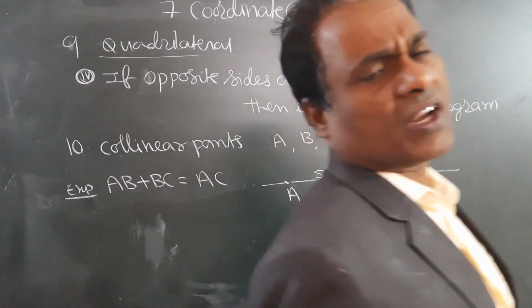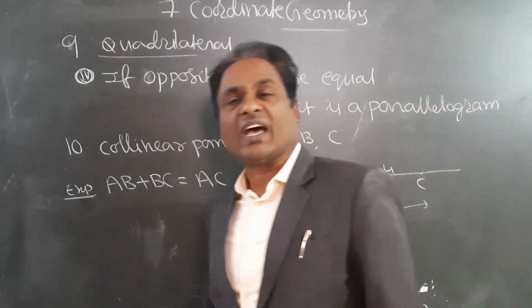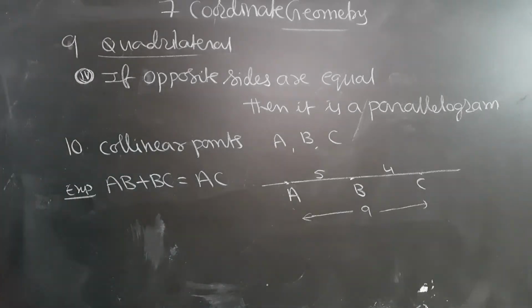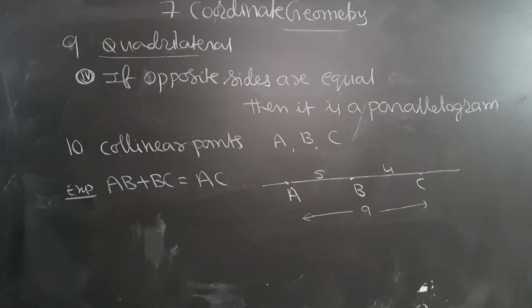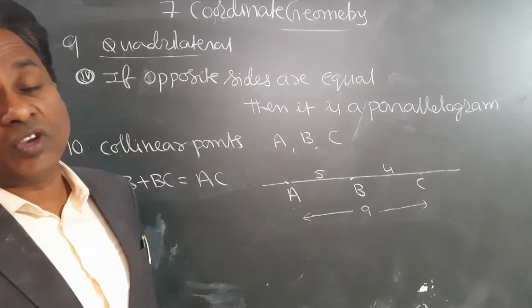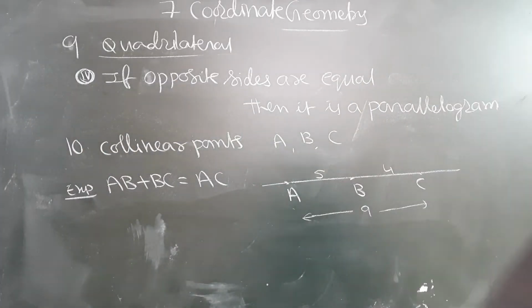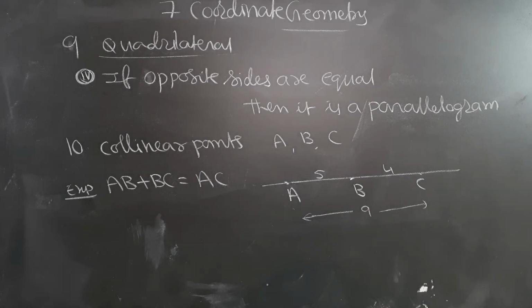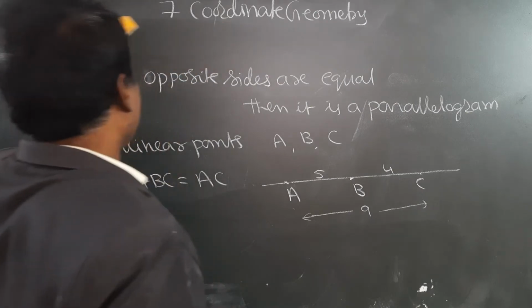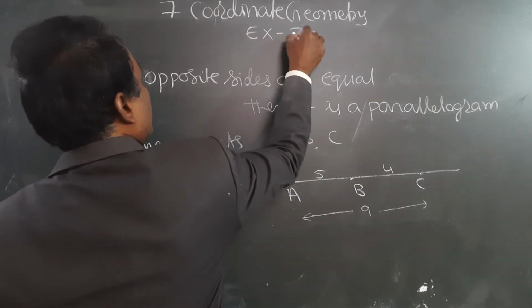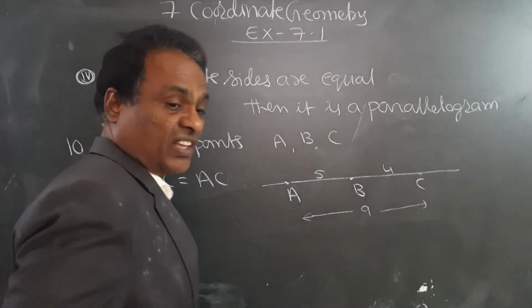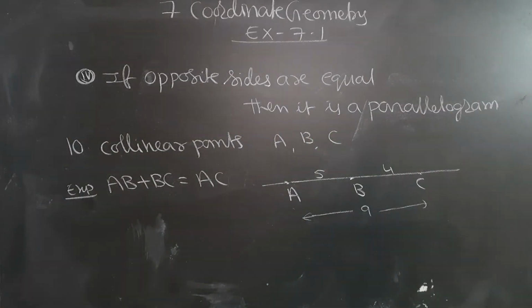So the complete concepts for this first exercise I explained: the distance formula, types of triangles based on the lengths of the sides, and types of quadrilaterals based on the lengths of the sides and diagonals. Students, open your textbooks and start exercise 7.1, the first exercise. Write down. Read the question.